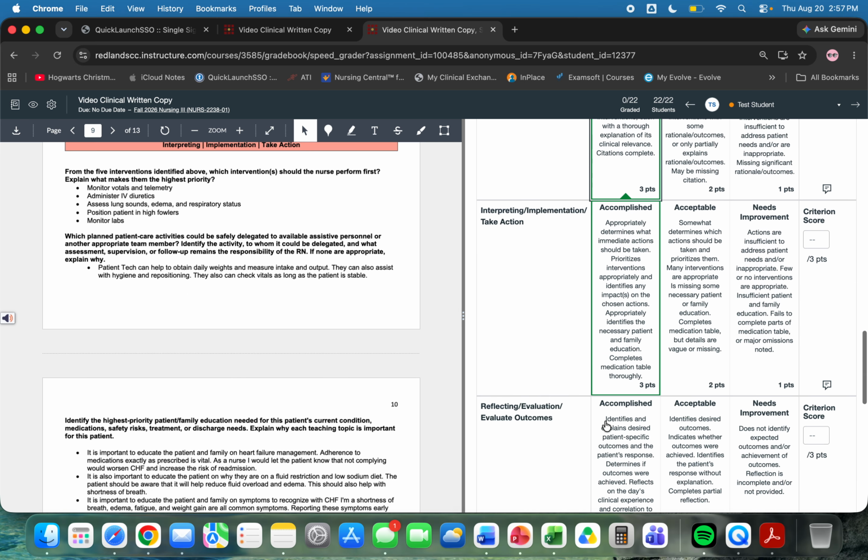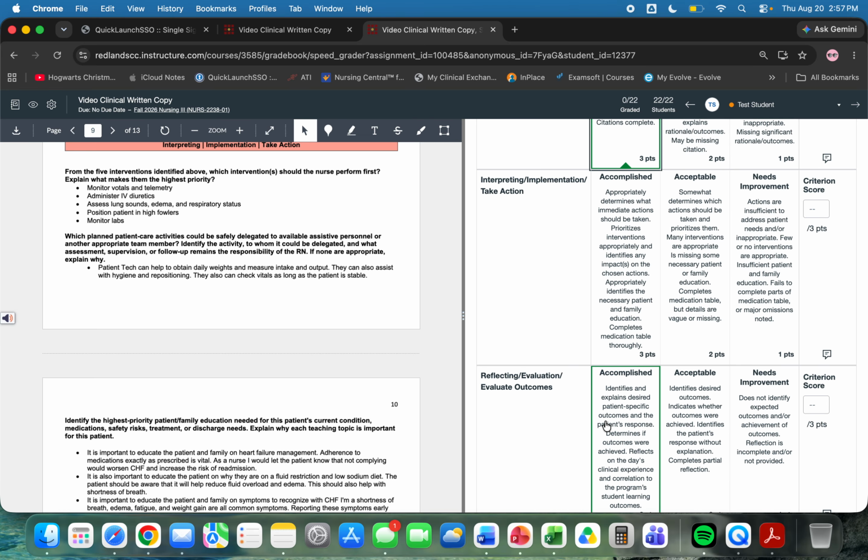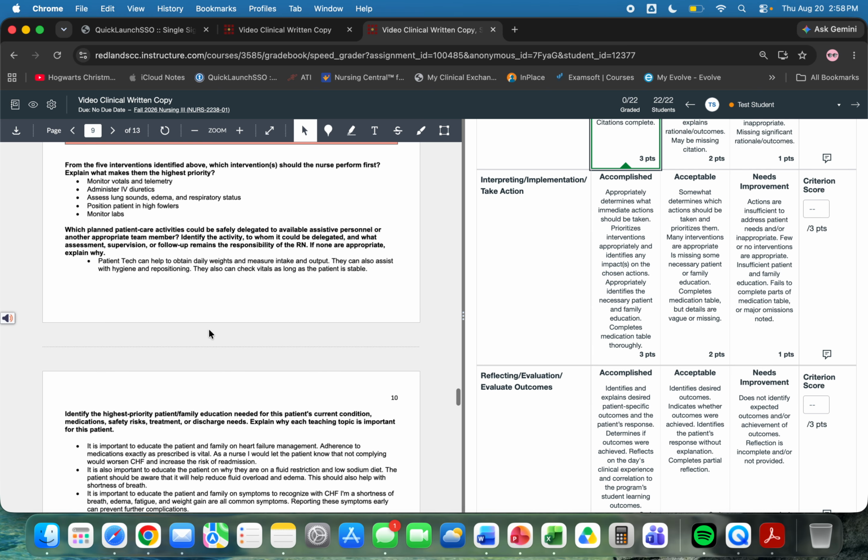The next step is going to be interpreting, implementing, and action. So from the interventions, what's your priority intervention? What makes them the highest priority? She says vital signs, telemetry, diuretics, assessing lung sounds, which I would agree with. Again, we're trying to help them identify that, hey, these are the interventions you listed. What's your biggest priority? We don't want to see skin care or wound care prioritized over an immediate need to provide oxygen, right? So we're trying to get them to understand that oxygen comes first, skin care comes later, things like that.